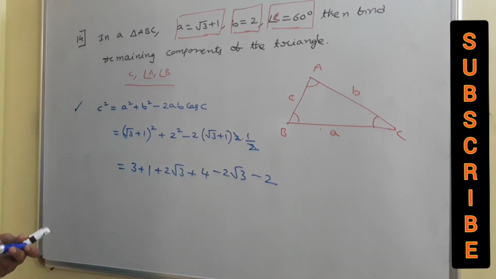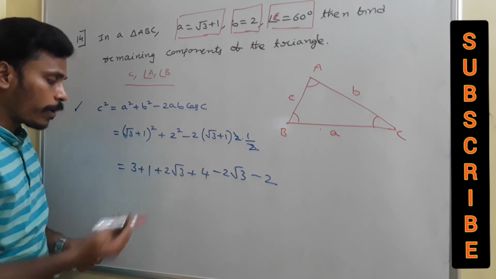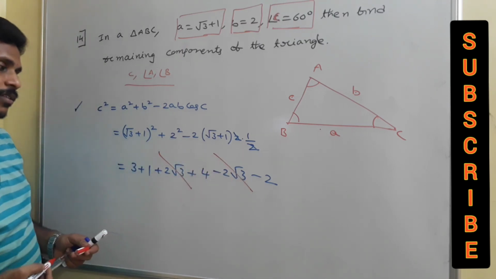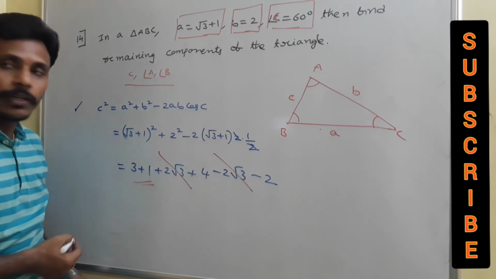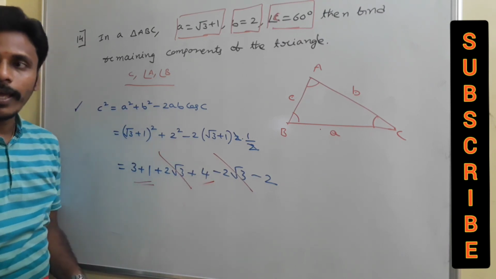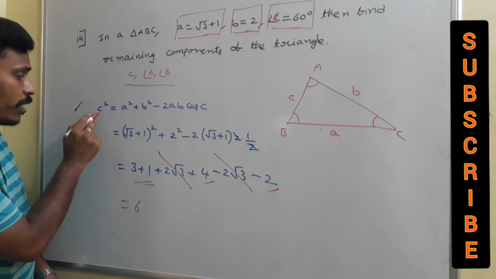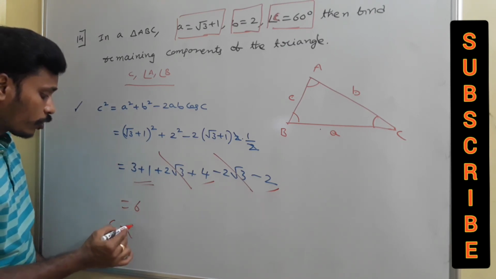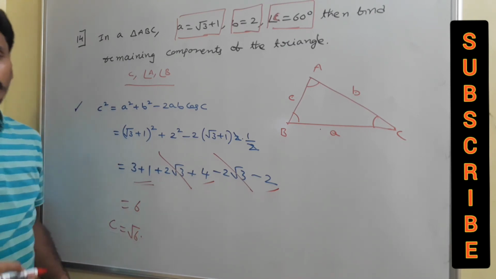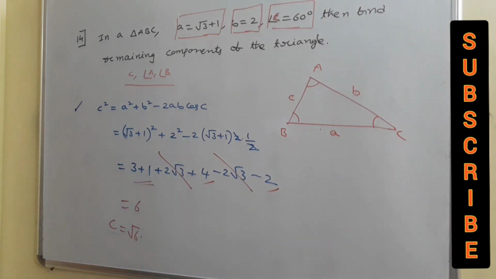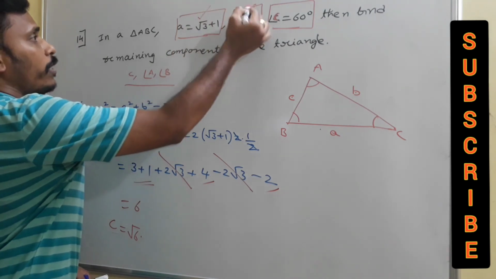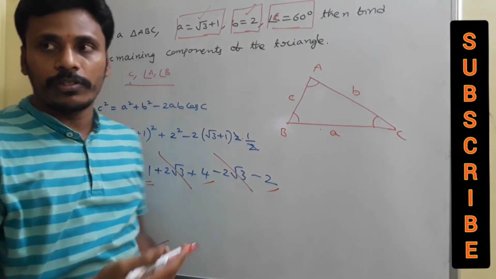Okay, then how to simplify? Just have a look. This plus 2 root 3 and minus 2 root 3 gets cancelled. And at the end, 3 plus 1, 4, plus 4, 8, minus 2, 6, and c square is equal to 6. So c is equal to root 6. So at the end we found that the third side length is root 6. Small a, small b is given, and we found small c as root 6.